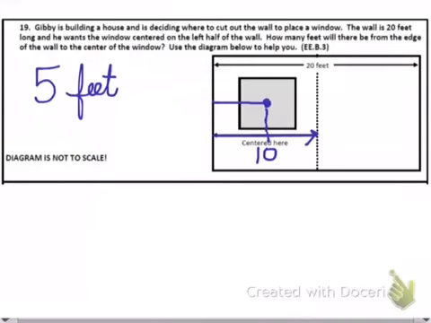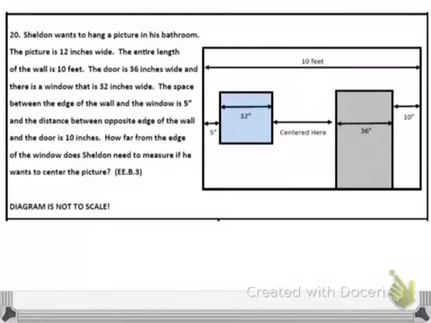How we find the center. Number 20 is a little more complex. You have a total width up here of 10 feet, but if you notice, all your other measurements are in inches. So the very first thing we're going to do is convert this from feet into inches, and so we multiply it by 12. So let's think of this as 120 inches.